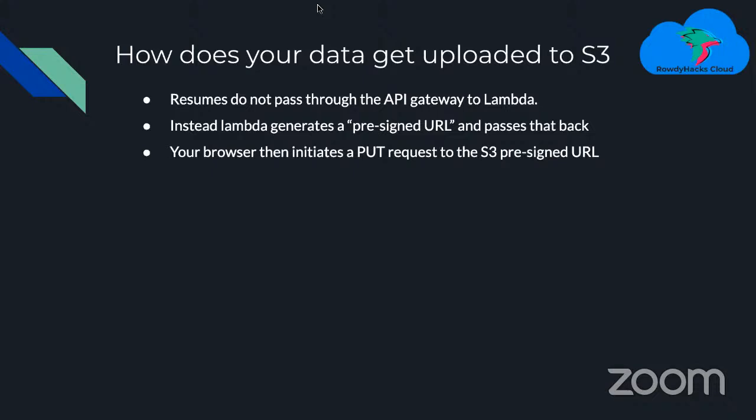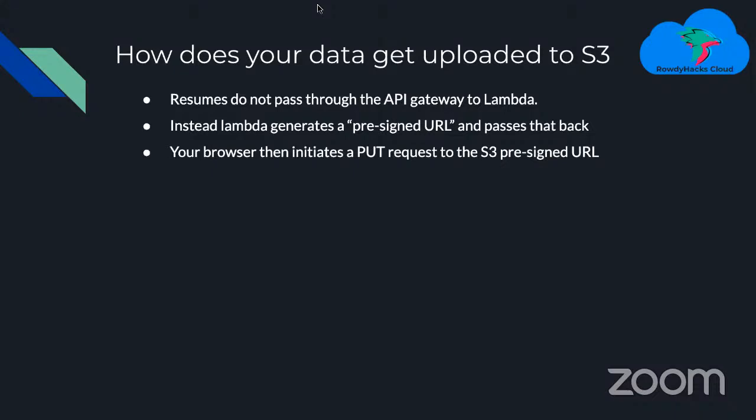And the reason we do that is because if we were going to have the resume pass through API Gateway and Lambda, there are certain limits to how much API Gateway and Lambda can process, how much data can actually go through it. And we would end up paying a lot more if we were to have the resumes go through there. So as a design decision, we said, hey, let's send the application data to Lambda.